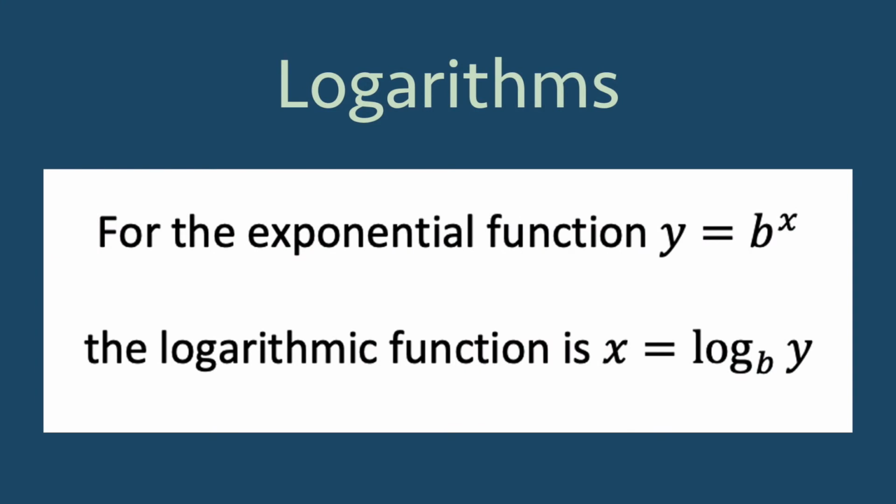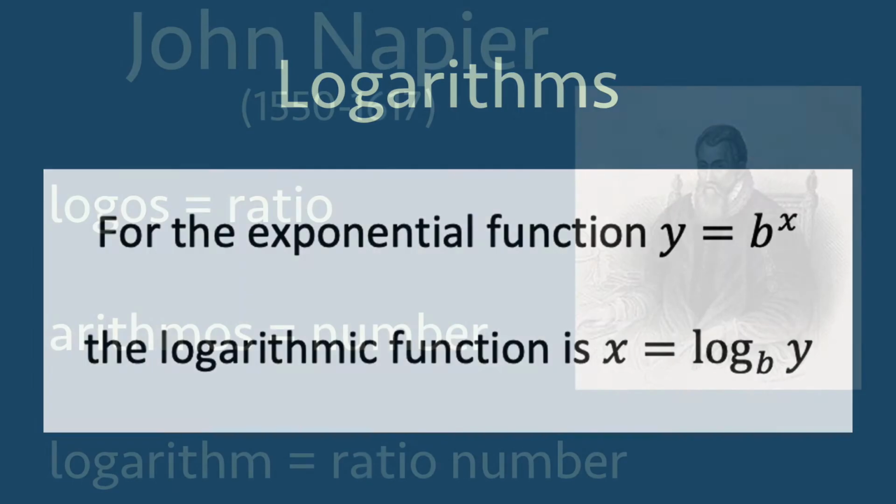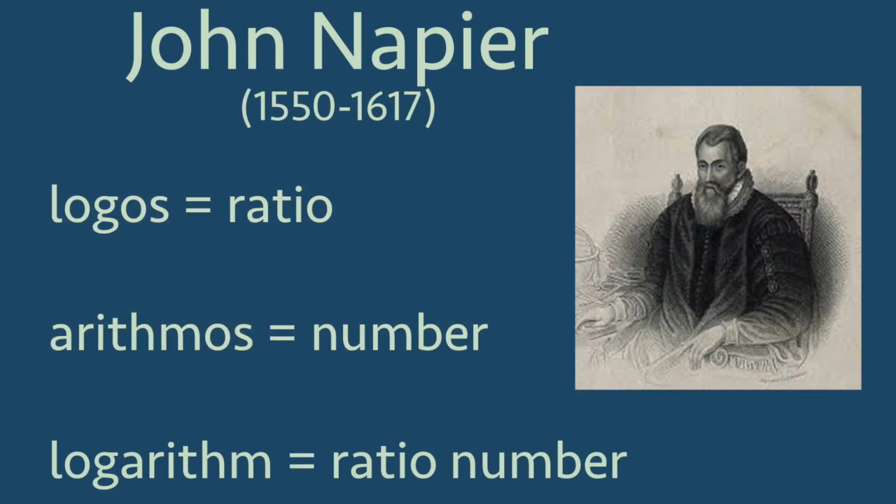In an algebra class, you'll learn that the logarithmic function is the inverse of an exponential function. While this is true, the creation of the concept named logarithm came about without thinking of exponents at all. In the early 1600s, the mathematician John Napier used the Greek words logos and arithmos to name his concept with a word that means ratio number.